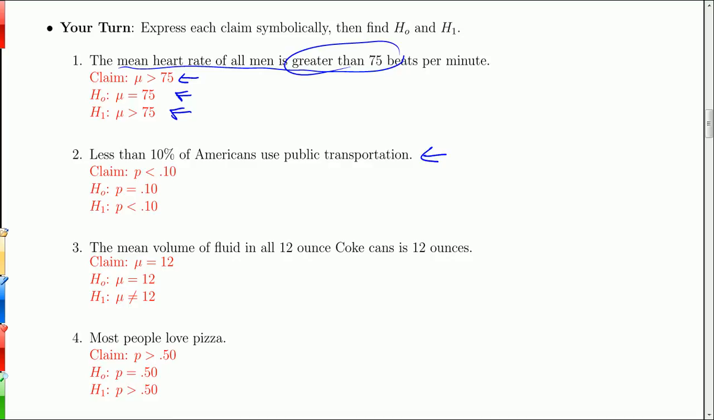Less than 10% of Americans use public transportation. That's a claim about a proportion. The proportion of all Americans who use public transportation is less than 10%, 0.1. And you have to make sure that these proportions are in decimal form. The null gets the equal to sign, and the alternate supports the claim because it can.